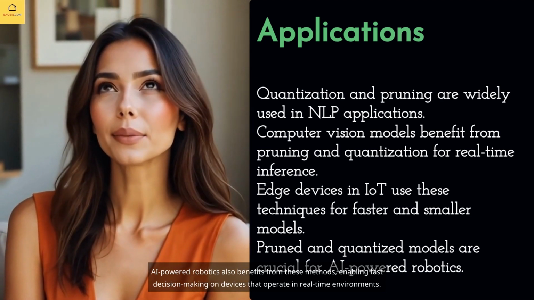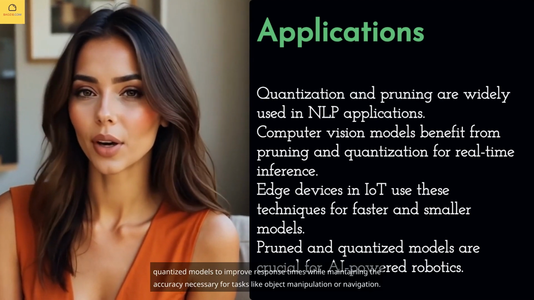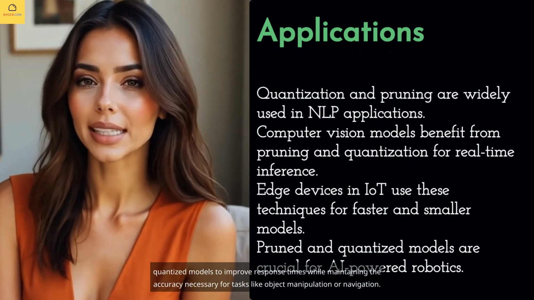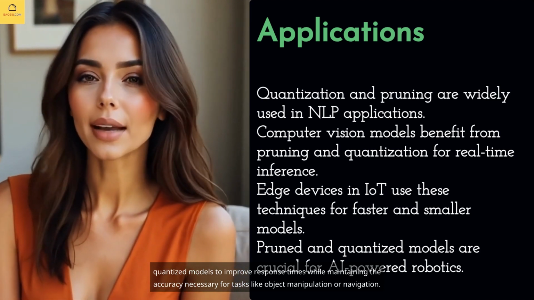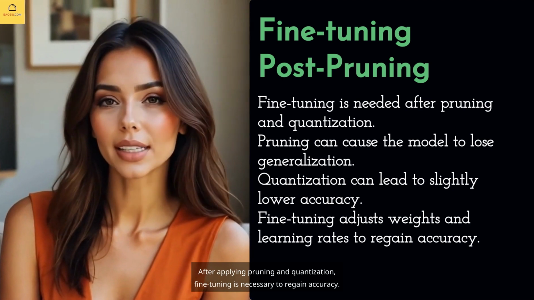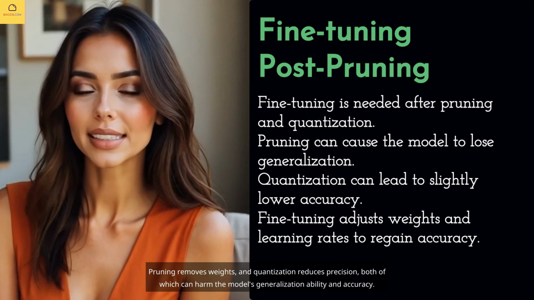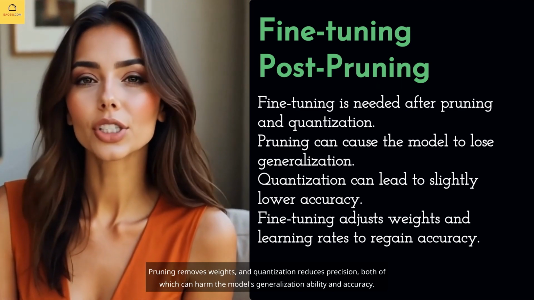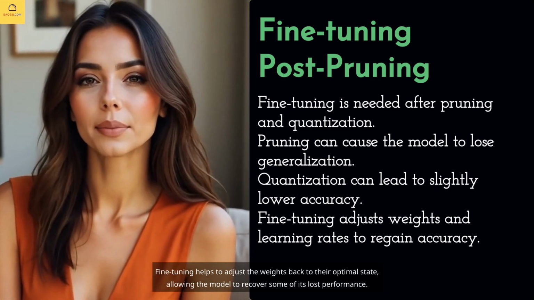For instance, robotic vision systems can leverage pruned and quantized models to improve response times while maintaining the accuracy necessary for tasks like object manipulation or navigation. After applying pruning and quantization, fine-tuning is necessary to regain accuracy. Pruning removes weights, and quantization reduces precision, both of which can harm the model's generalization ability and accuracy.